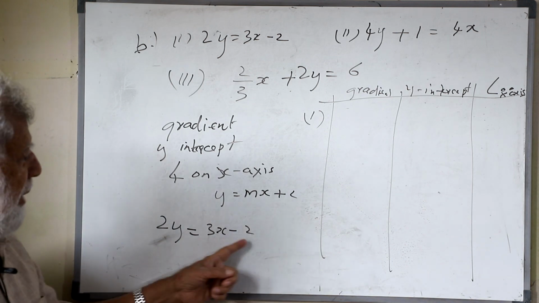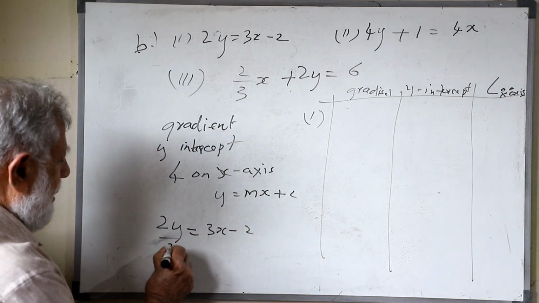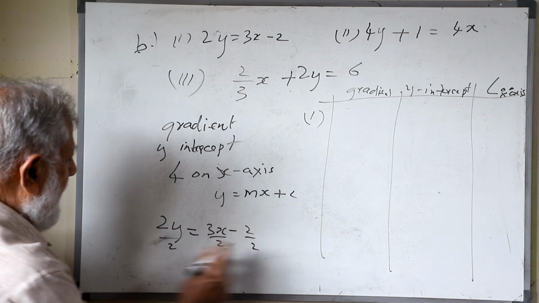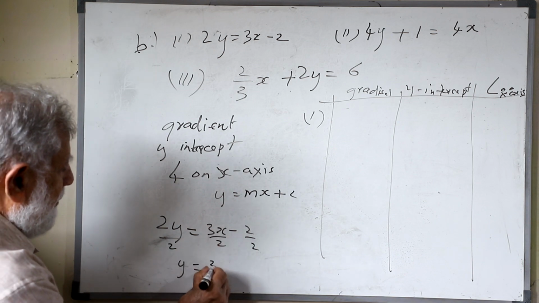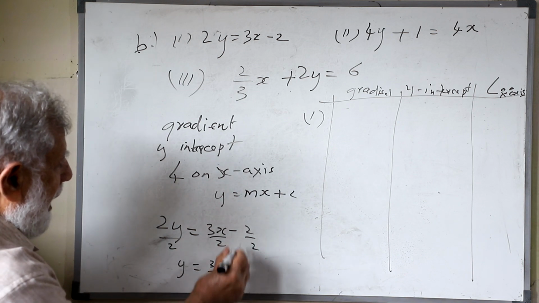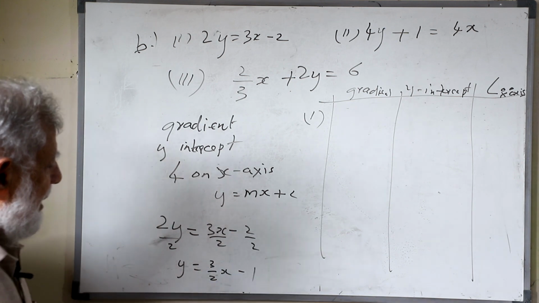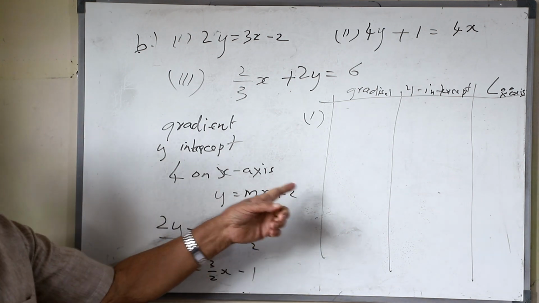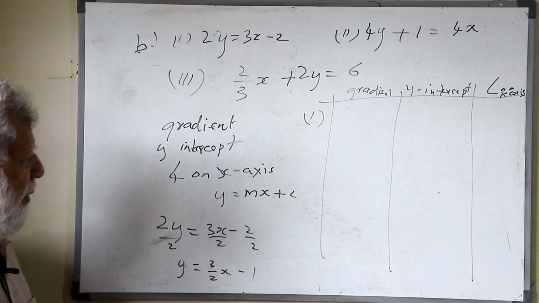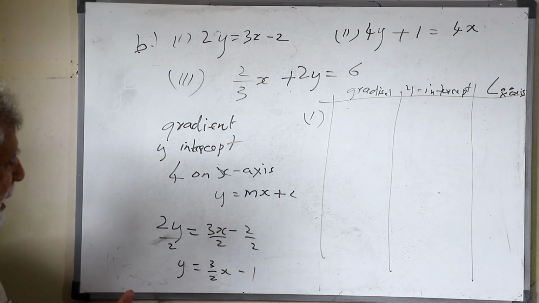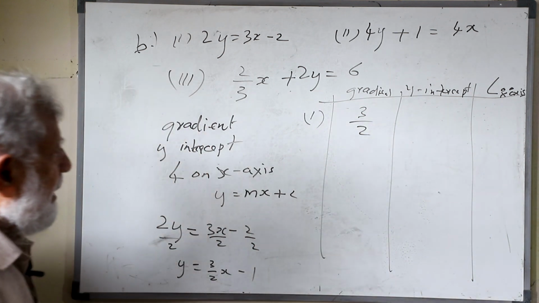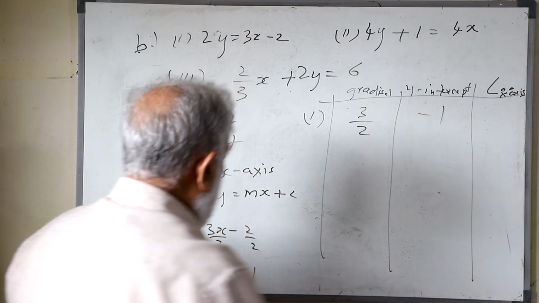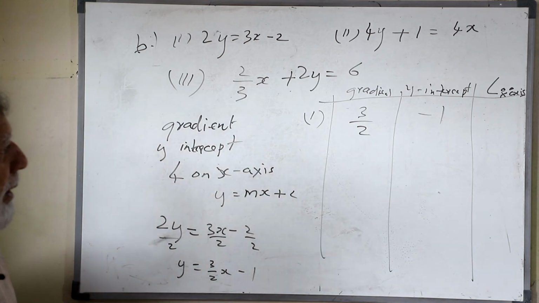When you divide all the 3 terms by 2, 2 upon 2 cancels, leaving y. Here it will be 3 upon 2 x, and here 2 divided by 2 is minus 1. So now we have got it beautifully in the y equal to mx plus c form. So now we can immediately write down the gradient and the y-intercept. The gradient is 3 upon 2, and the y-intercept is minus 1, and because the gradient is positive, it makes an acute angle.